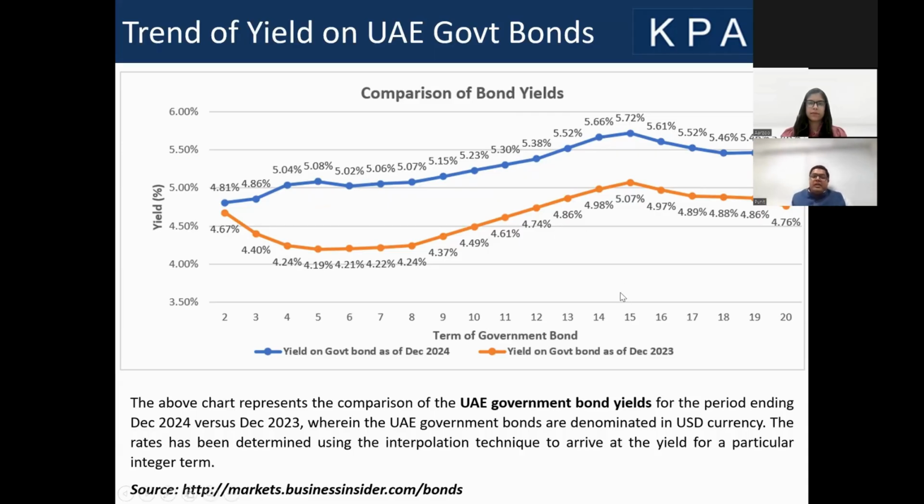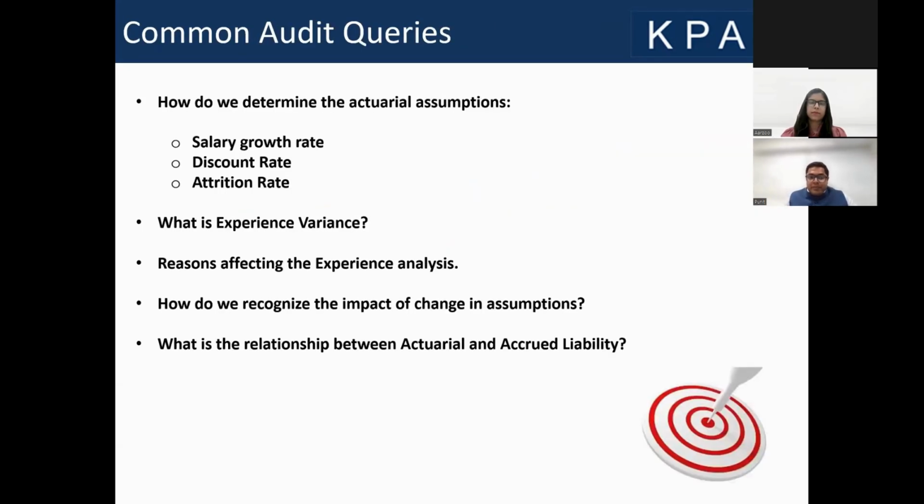So after looking at the trend of the government bond yields for KSA and UAE, we will now look at the common audit queries that we generally receive from the management as well as the auditors after the submission of actuarial valuation reports. Well, I believe we have covered a lot of the queries mentioned here as a part of the valuation process, which we discussed. So we are not going into much of the detail of each of the queries again.